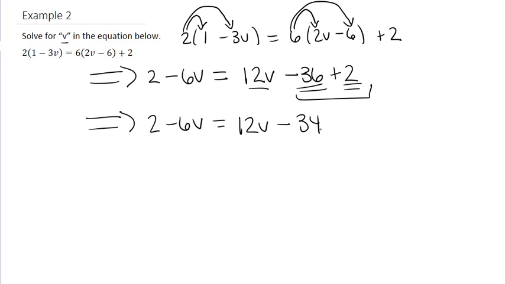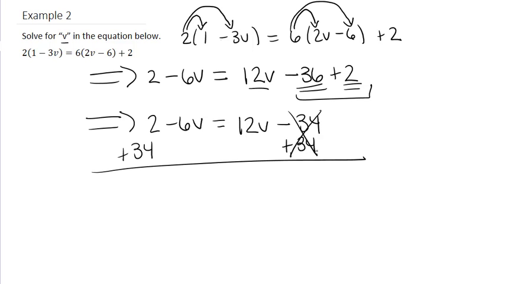And so now the next step will be to solve for v. And so how we do that is we need to get v on its own. So the first thing we can do is add 34 to both sides. This gets rid of it on the right hand side, so we're just going to start isolating v on the right hand side. So now we have 2 plus 34, which is 36, minus 6v equals 12v.